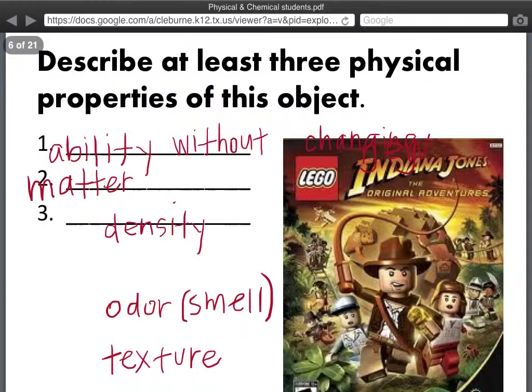On this object, I want you to describe at least 3 physical properties of this object. Again, push pause. We will discuss later.